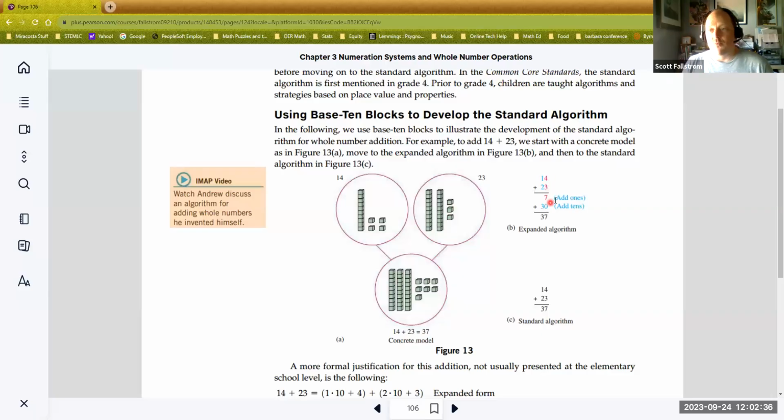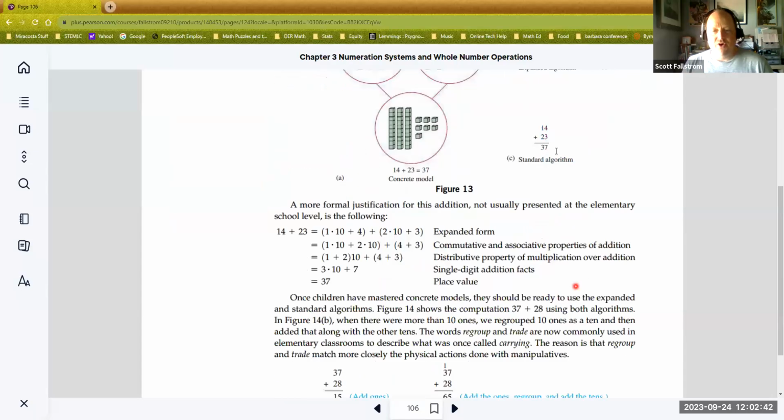Add the ones, write it down. Add the tens, write them down. Then add the result. Notice the standard algorithm does not have anything different. In this case, it's very quick because you don't need to think of it necessarily as 30 plus 7. You could just think of that as being 37.